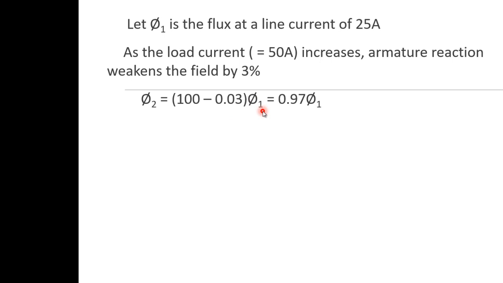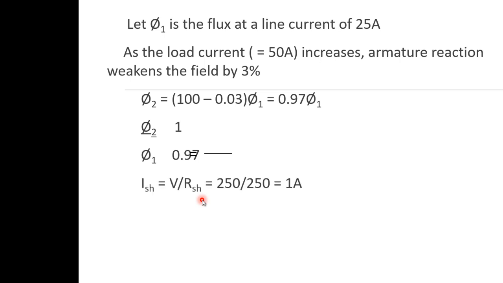Okay. So it is weakening by 3%, so it is 0.97 phi 1. So phi 2 is weakening by 3%, so it is 97% of phi 1. Okay. So phi 2 is 97% of phi 1. So phi 2 by phi 1 is equal to 0.97. So it is just like a previous problem.